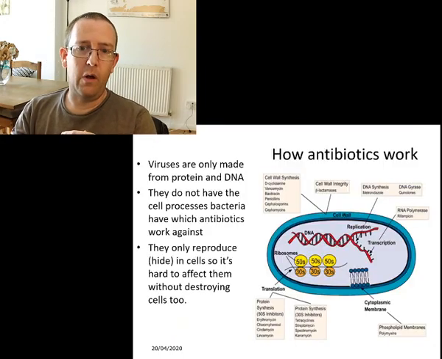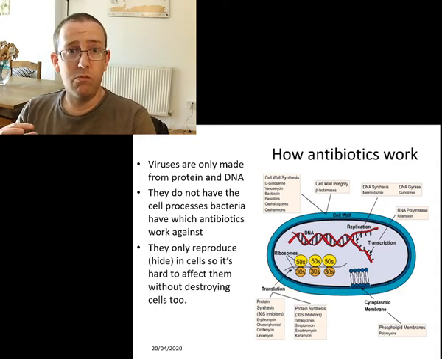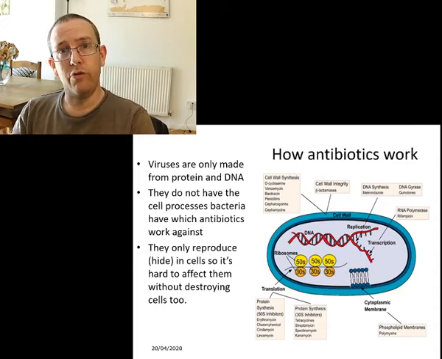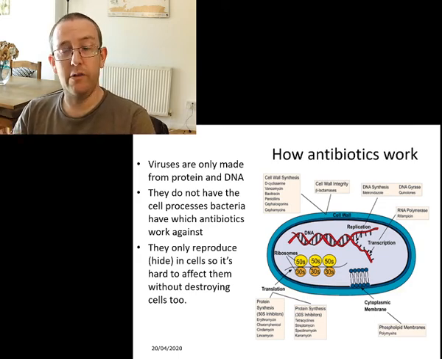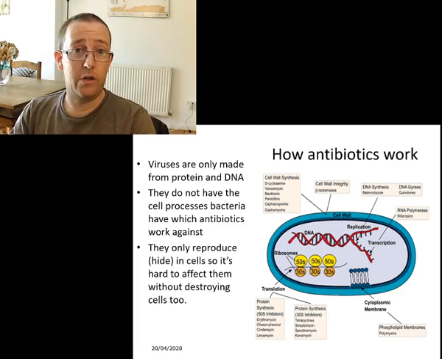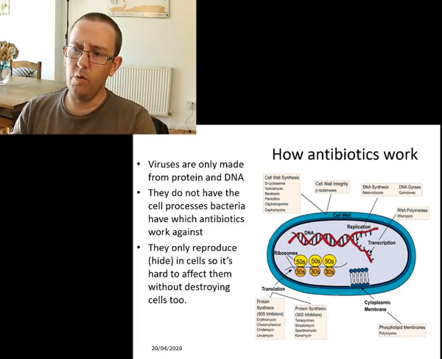Okay, so some examples for that might be cell walls. You don't have a cell wall, bacteria do have a cell wall. So if you can put a drug in that stops the formation of that cell wall, you're going to damage and kill the bacteria. That's how penicillin works. Penicillin is part of a bigger family of antibiotics, and that's how they all work. You've got other ones here.